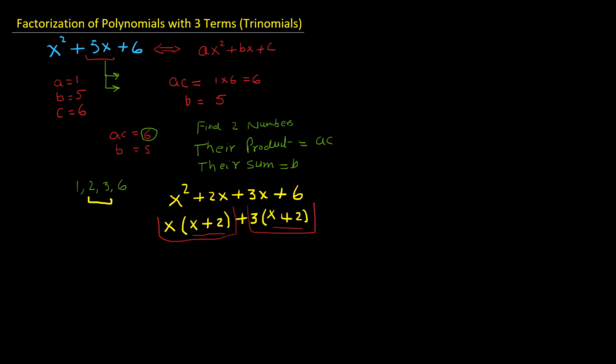These 2 terms have x plus 2 common, because x is multiplied by something which is x plus 2, and the second term has 3 multiplied by the same thing. So we can take this common. Now taking x plus 2 common, this binomial, we are left with x in the first term and plus 3 in the second term. And we are able to factorize this. These are the factors of x squared plus 5x plus 6.